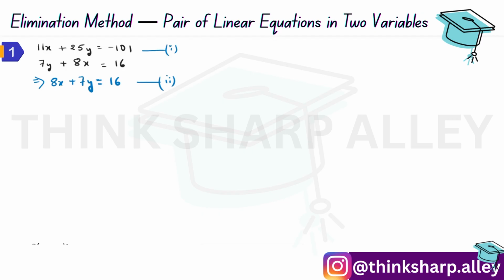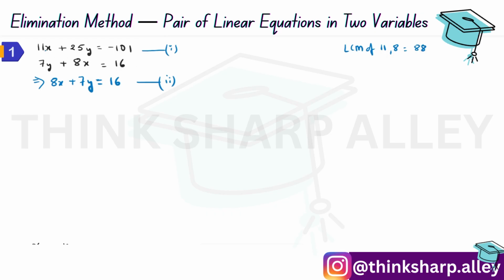Remember, in the elimination method, our goal is to make the coefficients of one variable equal so that we can eliminate it. Here, if you see, coefficient of x are 11 and 8 and coefficient of y are 25 and 7. So, we can choose either x or y. The choice is completely ours. Here, I'll eliminate x. So, I'll take the LCM of the coefficients. So LCM of 11 and 8 is 88.